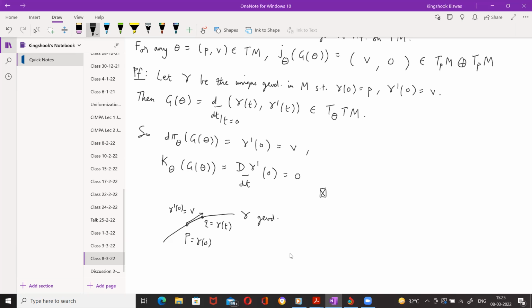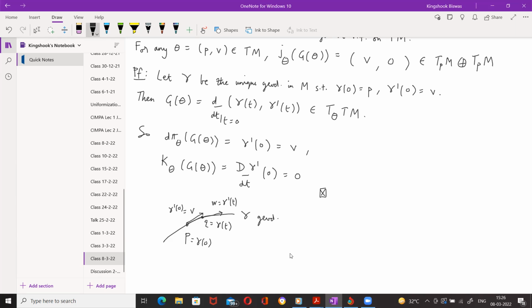And since this is a geodesic, this W equal to gamma prime(T), the change in the head is 0, right? Because this is a geodesic. So that means that gamma prime is parallel along gamma. So when I transport V parallelly along gamma, I'll just get W. So the change in the head is 0, right? So that means K theta of G theta is 0. Is this clear?